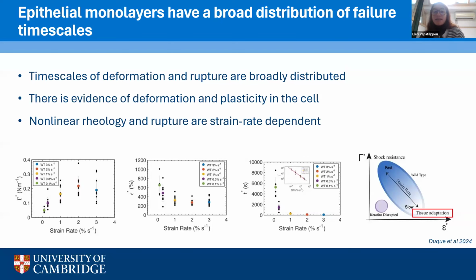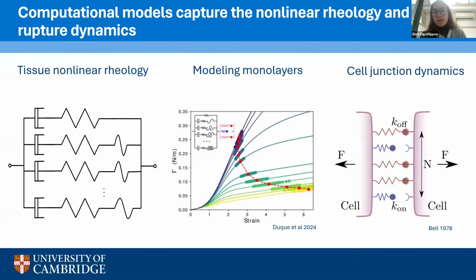But if we apply this deformation quite slowly, so we're down here at the slow strain rate, we can deform quite a lot. So the rupture strain suddenly becomes quite big and the rupture tension is quite small. And this is an interesting result. We speculate that it might have something to do with tissue adaptation. So when you give the tissue a longer time to deform and reach that state, maybe there are molecular mechanisms that allow it to adapt to this new load.